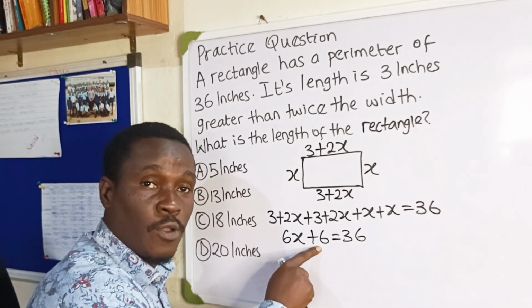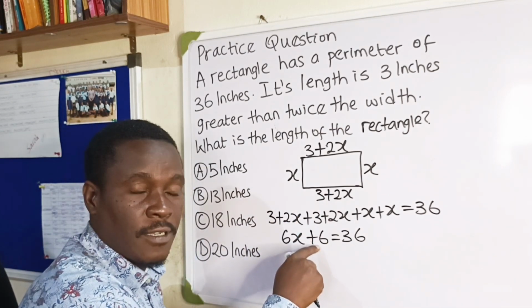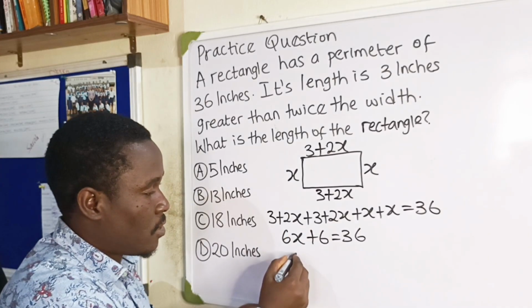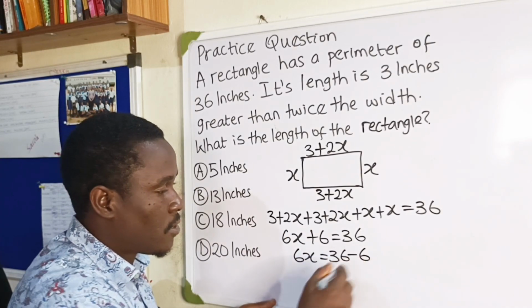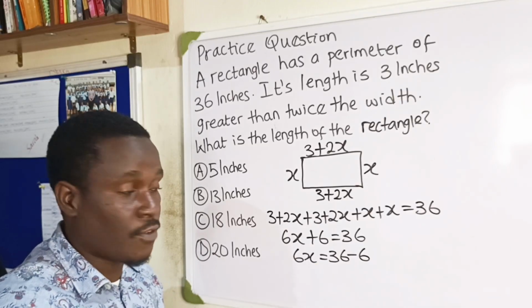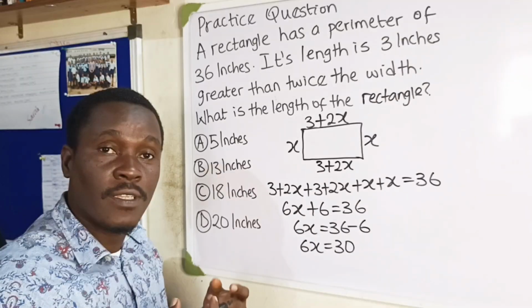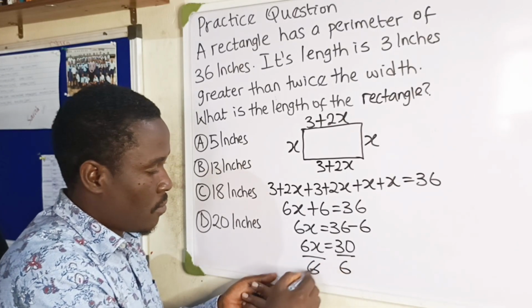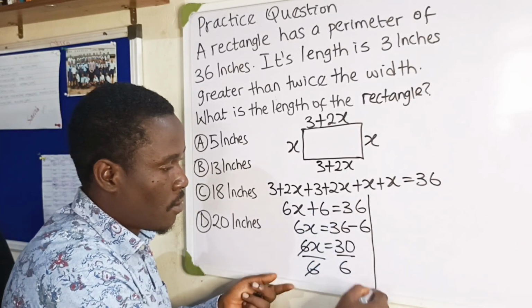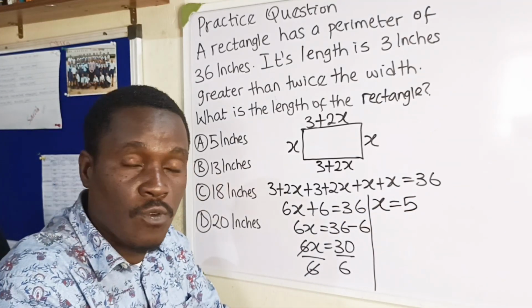If we want to eliminate plus 6 from both sides, we introduce minus 6 to both sides. So on the left, plus 6 is going to cancel out minus 6. So 6x is equal to 36 minus 6. 36 minus 6 is going to give us 30. 6x is equal to 30. Dividing both sides by 6, x is equal to 5.